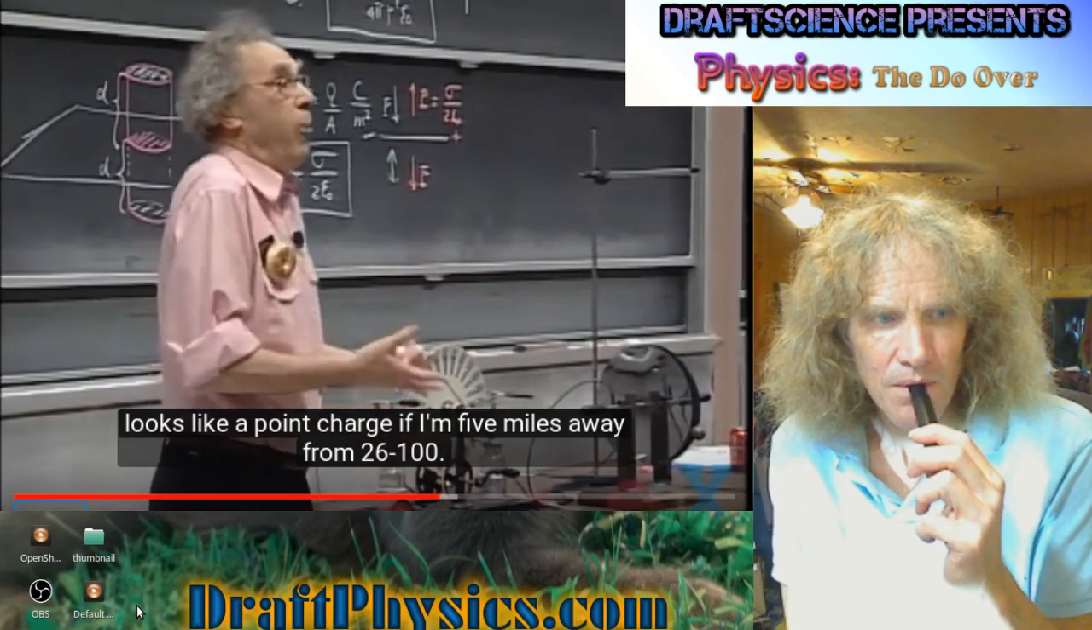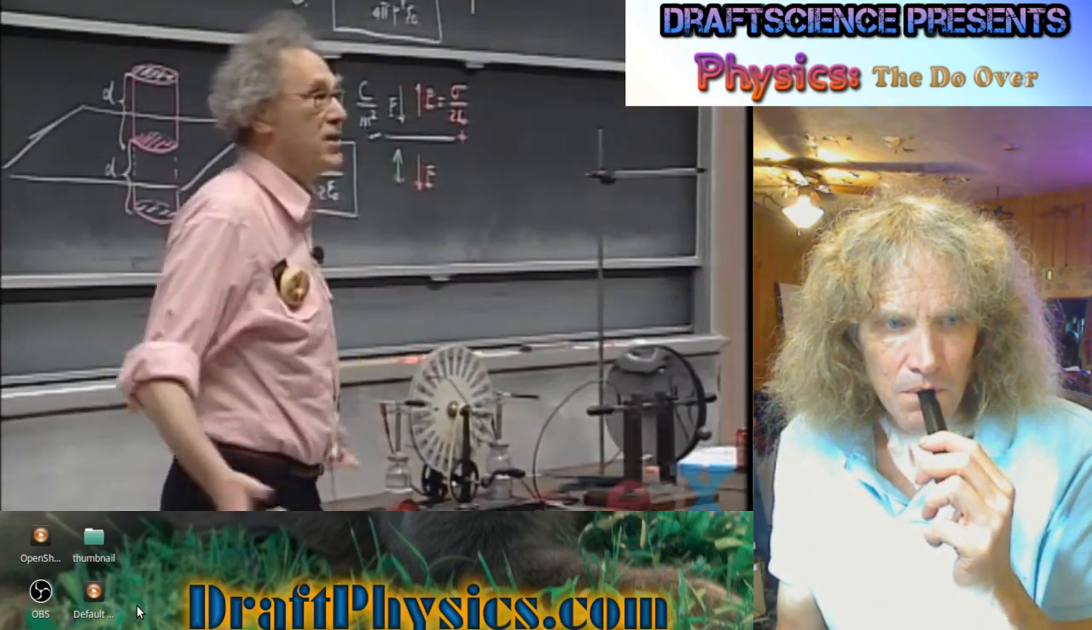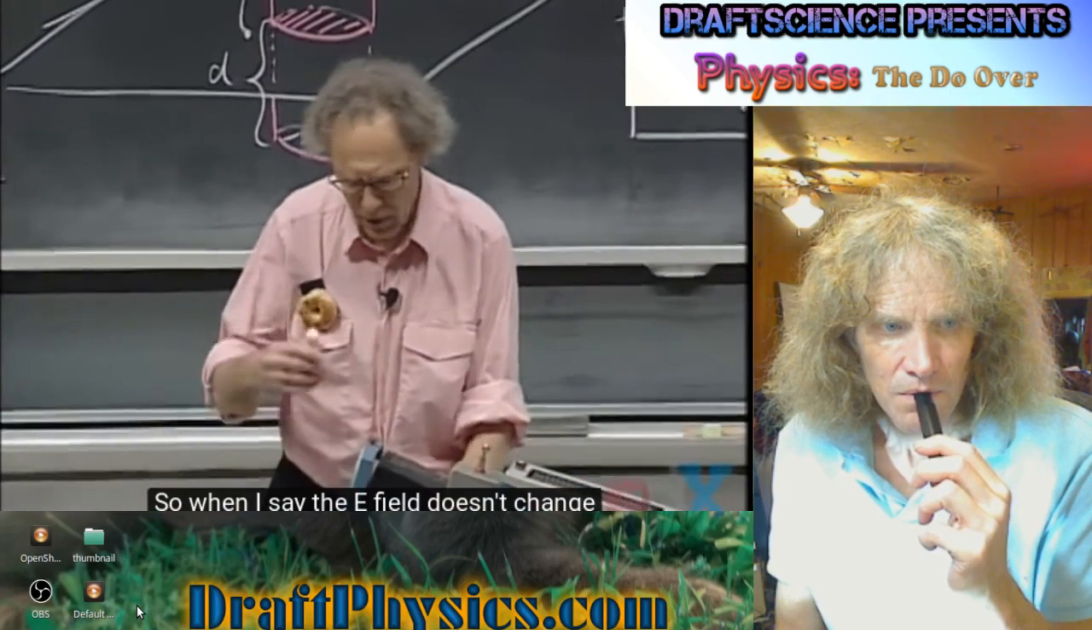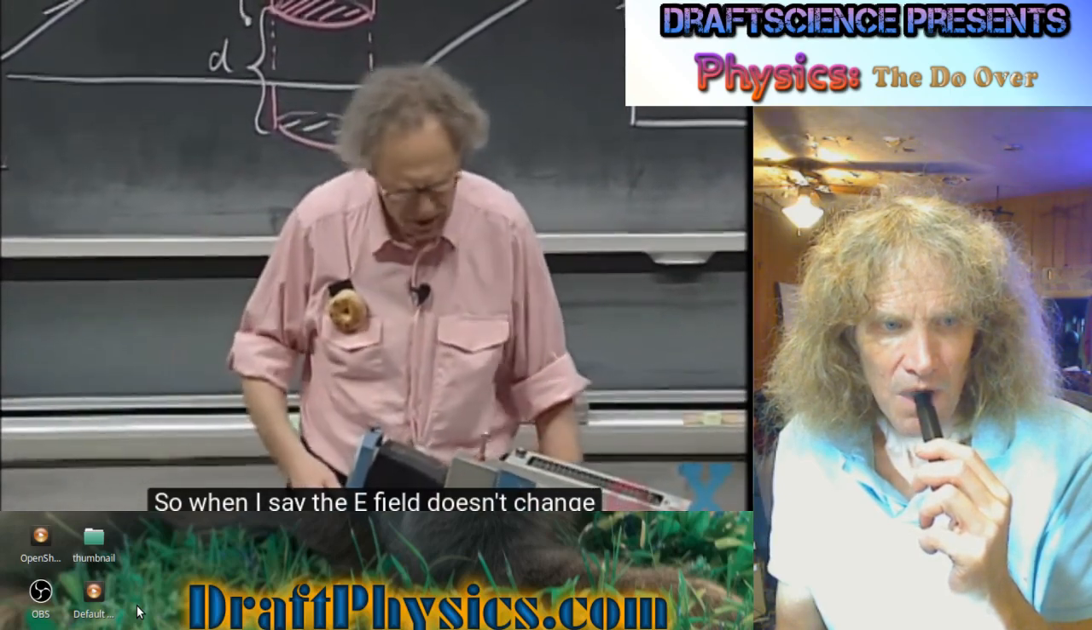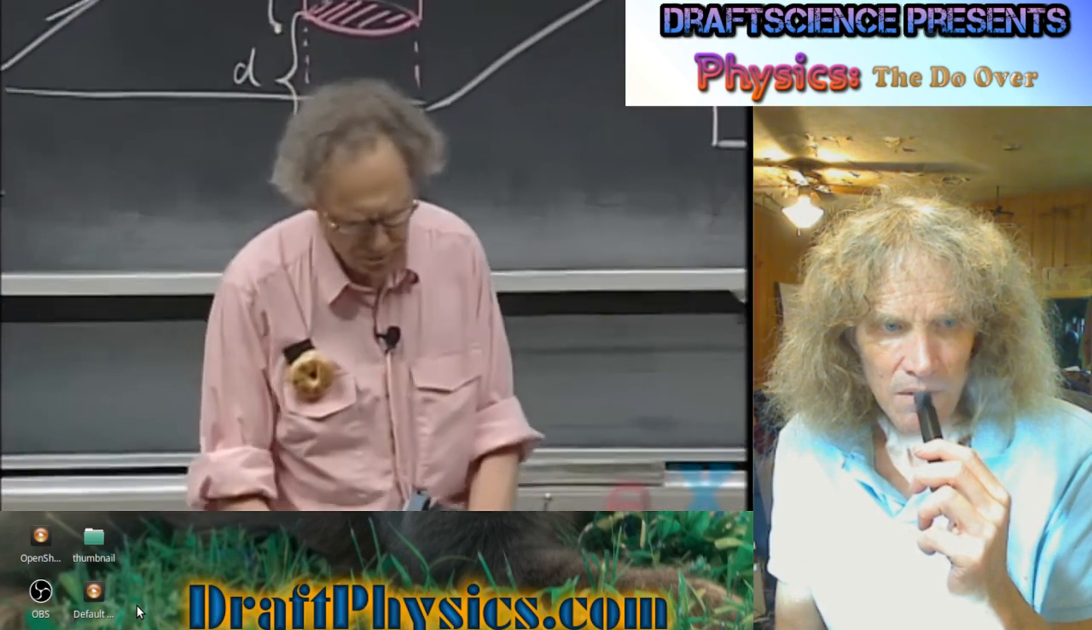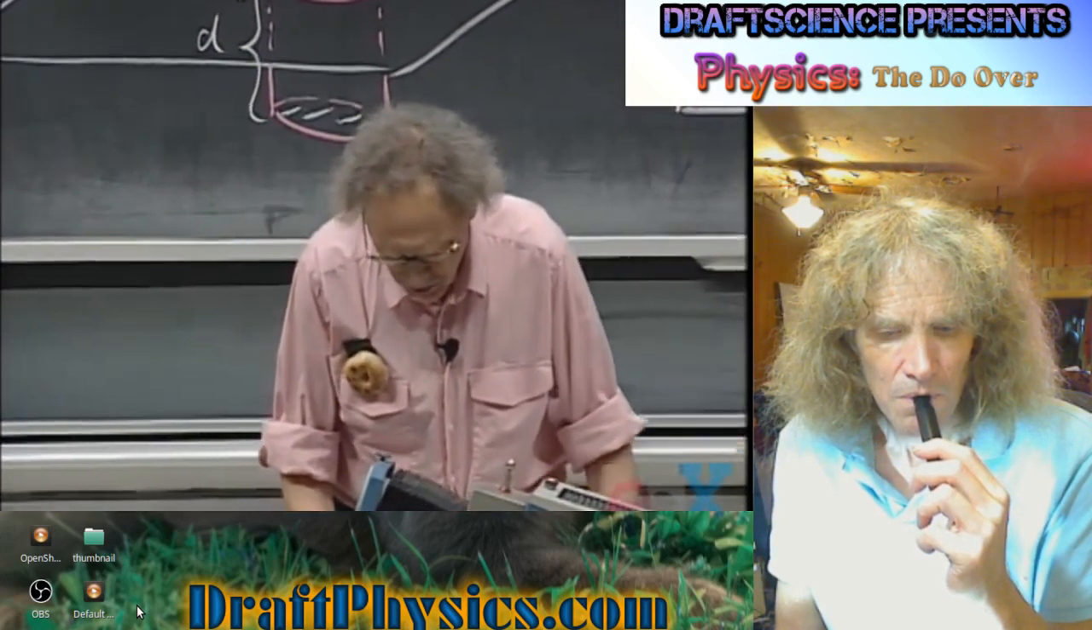It looks like a point charge. If I'm 5 miles away, and the plane is only as large as this lecture hall, then it looks like a point charge, and obviously the electric field will then fall off as 1 over r squared. So when I say the E field doesn't change with distance, it means, of course, that you have to be relatively close to the surface, relative to the linear size of that surface.